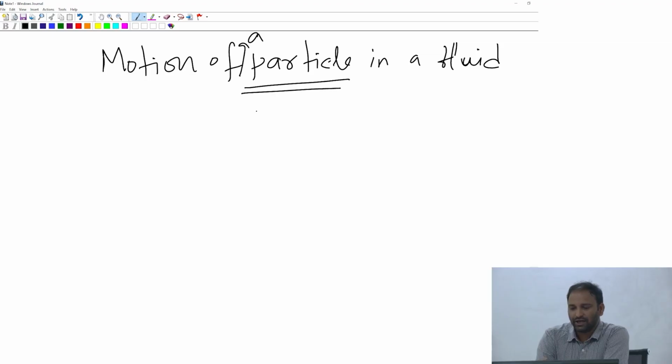We're going to talk a little bit about motion of a particle in a fluid. Okay. So when we look at this title, motion of a particle in a fluid, do you come across cases where you see motion of particles in a fluid? I'm talking about a particle, but in a general sense it could be an object. It could be any object.